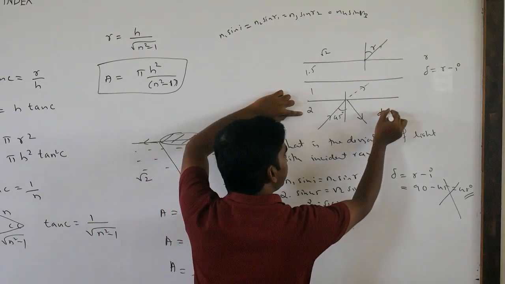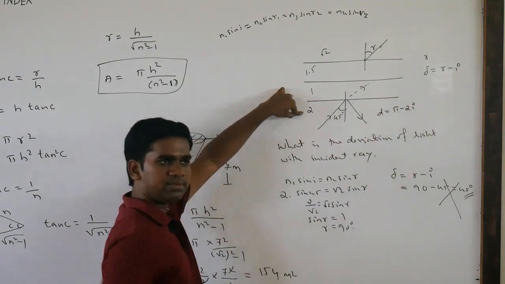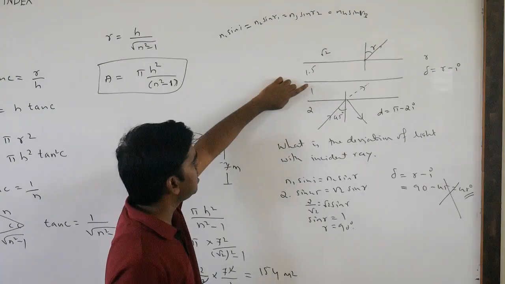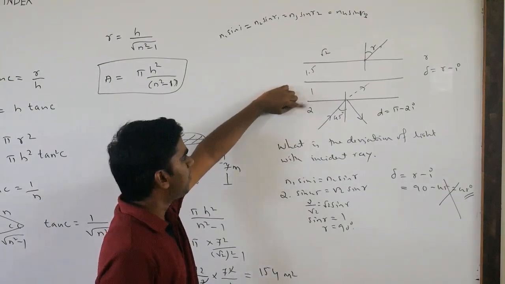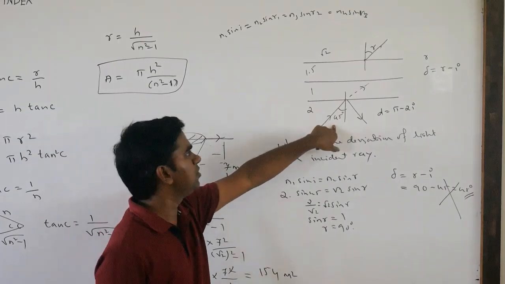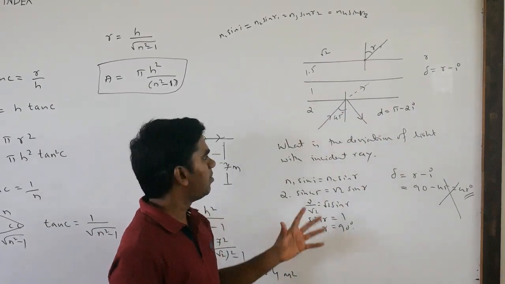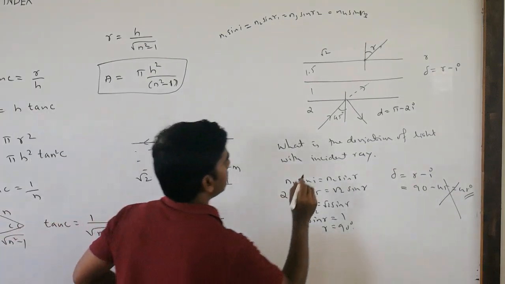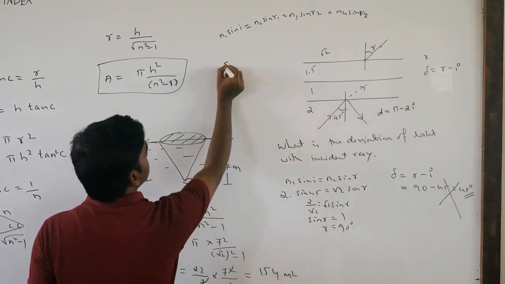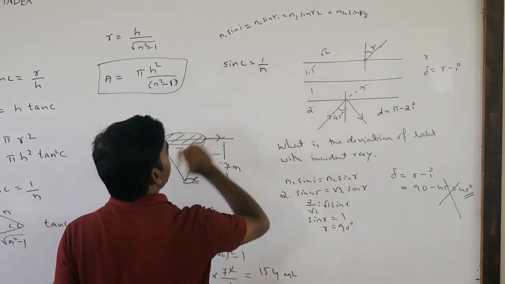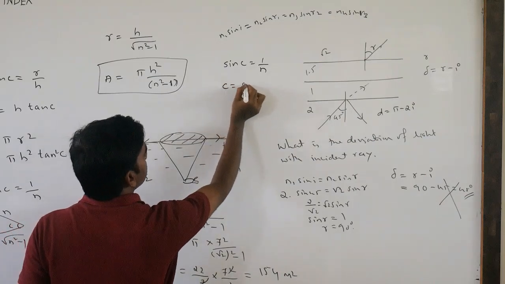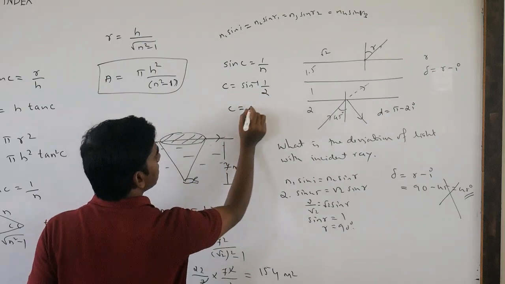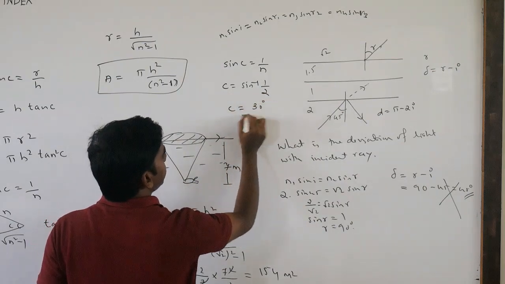In that case, deviation will become what? Pi minus 2i. Then it is going to be wrong. Obviously, there is a chance because this is a rarer medium and this is the denser medium. But if the angle is less than the critical angle, no problem, we can apply the same process. But here we have to check for that. For that, let's check it. Critical angle: sin C equals 1 by n. So C equals sin inverse of 1 by 2. So what is the critical angle? The critical angle is 30 degrees.